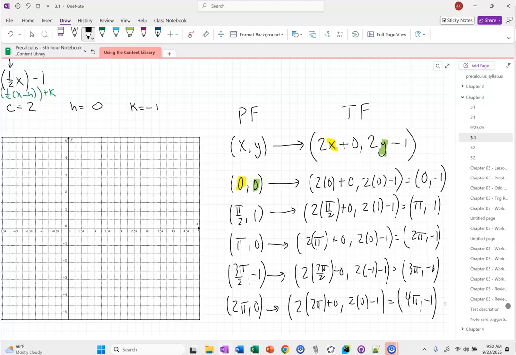Those will be my new points that I'm going to graph. They are going to be (0, negative 1), (pi, 1), (2 pi, negative 1), (3 pi, negative 3), and (4 pi, negative 1).